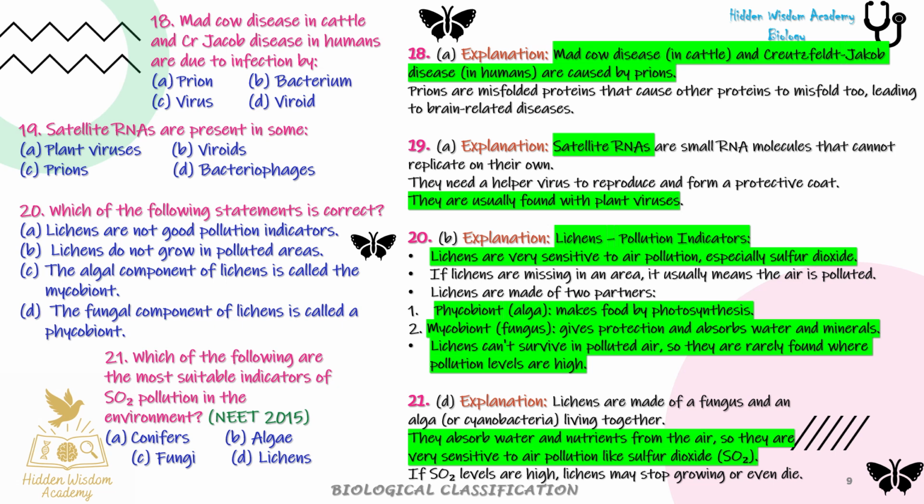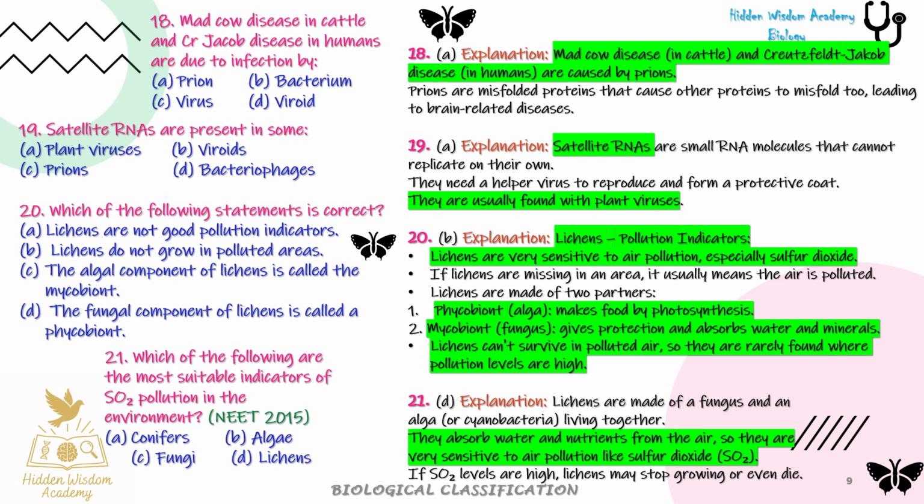Explanation. Lichens are pollution indicators. Lichens are very sensitive to air pollution, especially sulfur dioxide. If lichens are missing in an area, it usually means the air is polluted. Lichens are made of two partners. 1. Phycobiont, alga, makes food by photosynthesis. 2. Mycobiont, fungus, gives protection and absorbs water and minerals. Lichens can't survive in polluted air, so they are rarely found where pollution levels are high. So, option B is the correct answer.